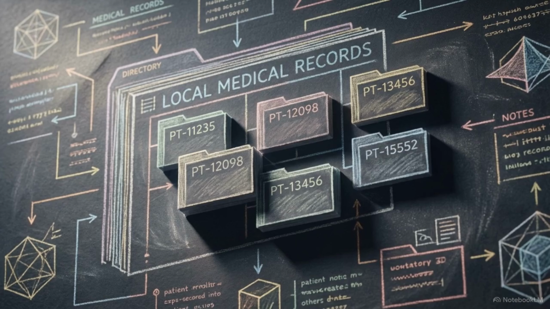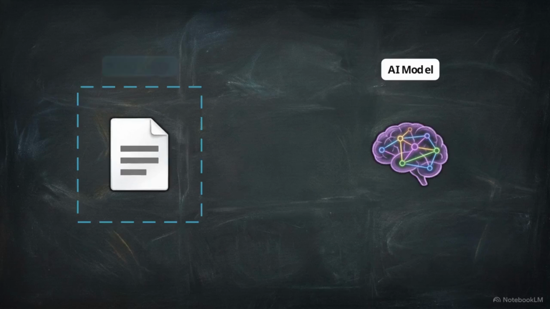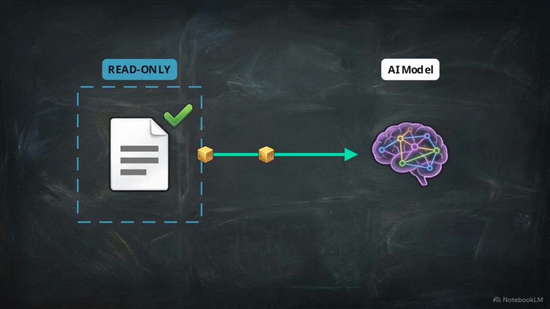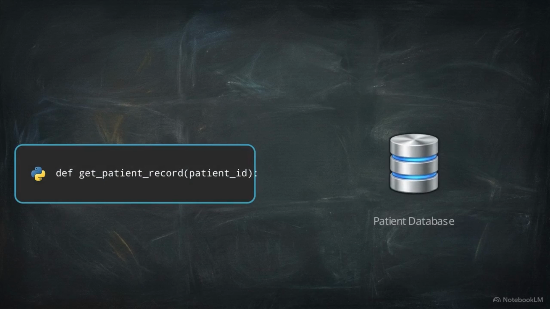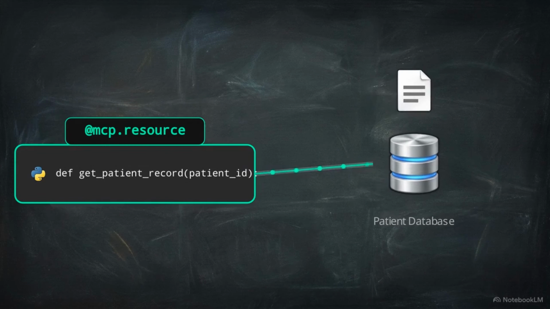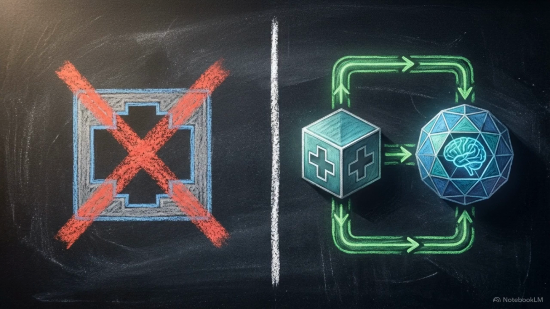Now, once the environment is ready, we need to give the AI access to our data using a resource. A resource acts like a secure read-only endpoint that provides static context directly to the model. So, in your code editor, start by writing a standard Python function designed to fetch a specific patient's record from the local database. Then, you place the @MCP decorator directly above that function. This tells the server to expose this data. This single decorator safely exposes local database rows to the AI model without opening any public web ports.